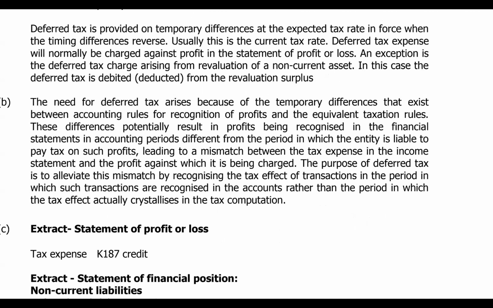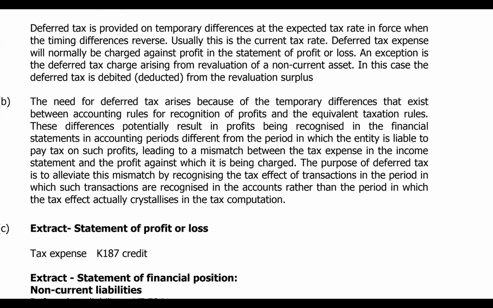That will lead to a mismatch between the tax expense in the income statement and the profit against which it is being charged. So the purpose of deferred tax is to alleviate this mismatch by recognizing the tax effect of transactions in the period in which such transactions are recognized in the accounts, rather than the period in which the tax effect crystallizes in the tax computation. That's the whole idea behind deferred tax and why we need it. So it's very important that we understand.